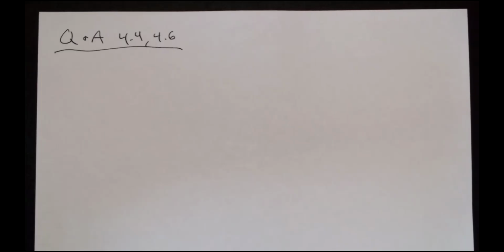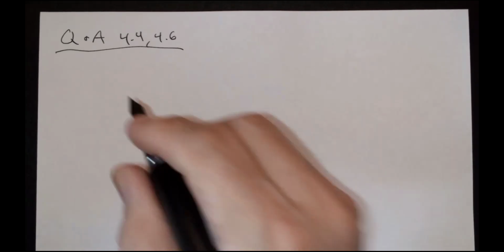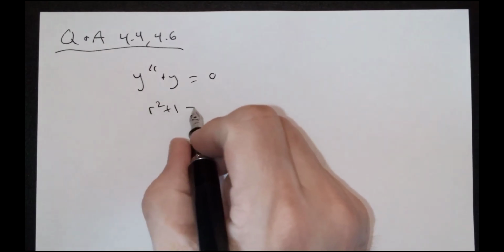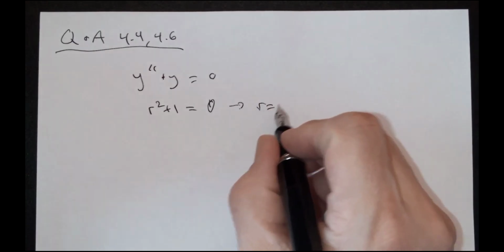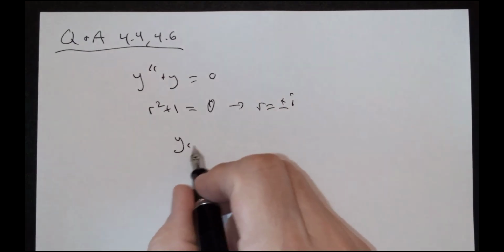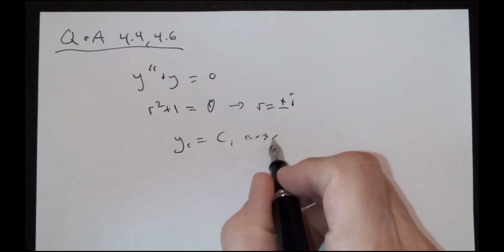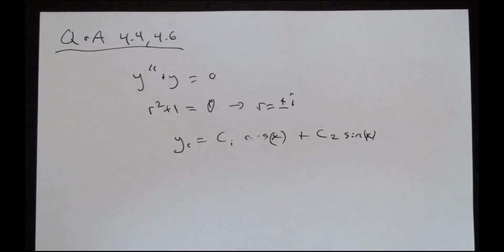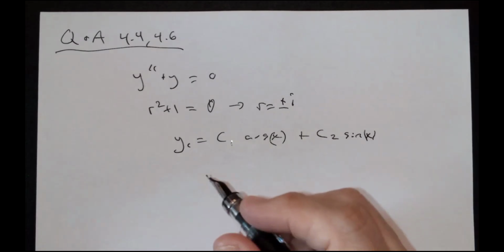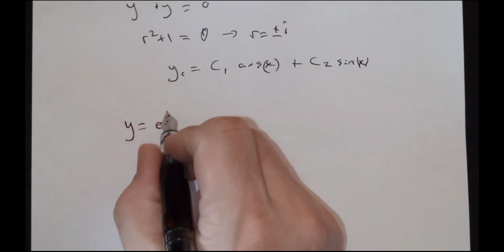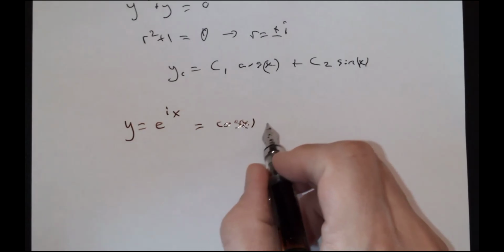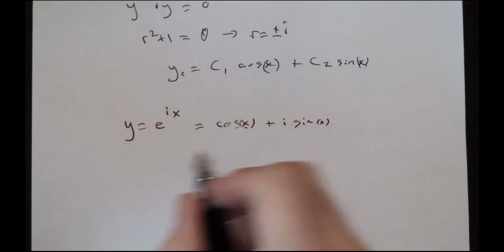Right, but I start with the equation y double prime plus y equals 0, right? You plus the negative i. And when I do plus or minus i, I get C1 cosine x and C2 sine x, right? Why is it cosine x? Oh, okay. So really, it should be y equals e to the ix, right? And that's equal to cosine x plus i sine x.